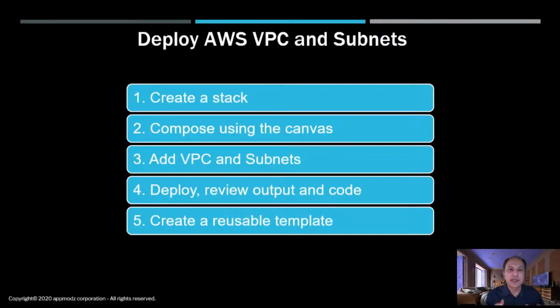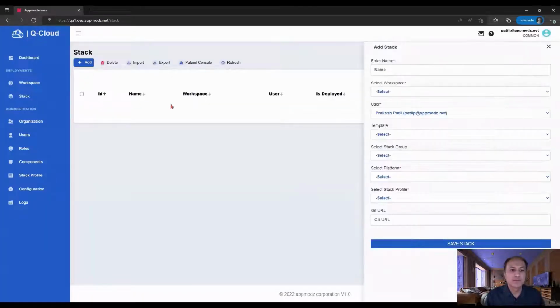Hello, in this video we will deploy AWS VPC and the subnet infrastructure required for EKS. To be able to do that, we will create a stack, open the canvas to compose the infrastructure, add VPC and subnets, define their properties, save and then deploy.